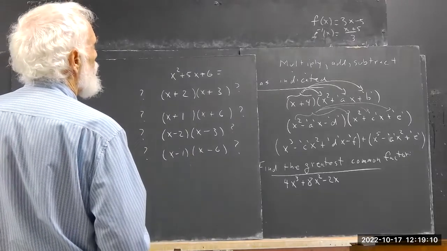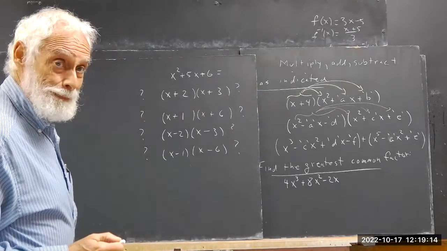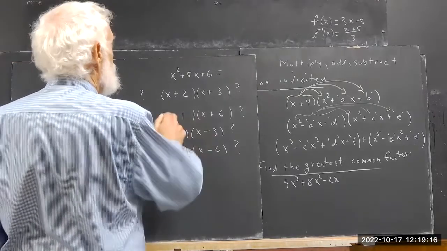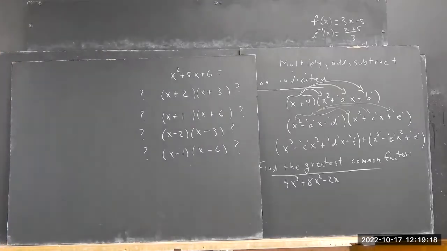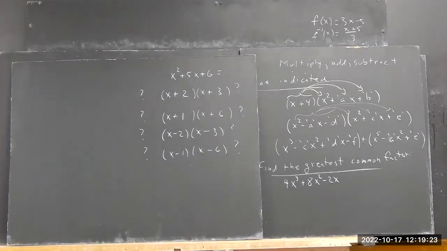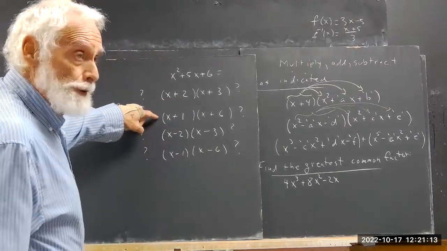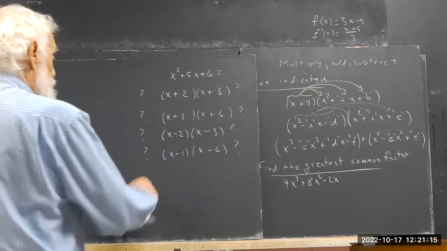So which one is it? Got 4 possibilities. Okay, well, let's just take this. Multiply out x plus 1 times x plus 6. Use the distributive law and multiply that out. Okay, so we can try all these possibilities. Now, this one isn't going to work, but I want you to see why.